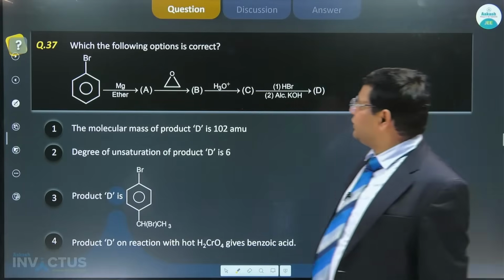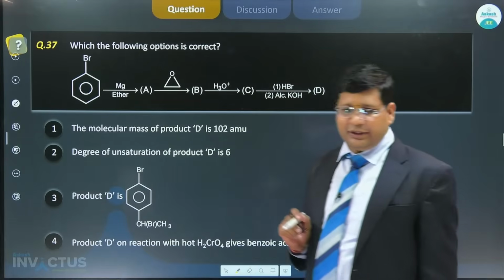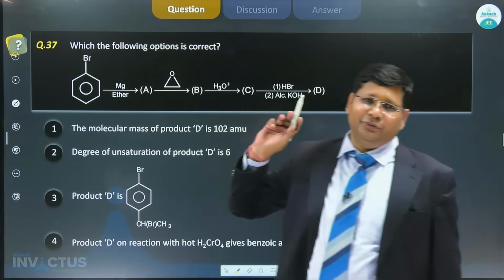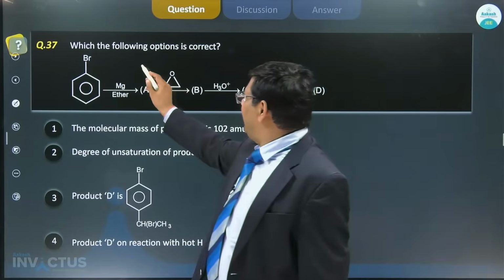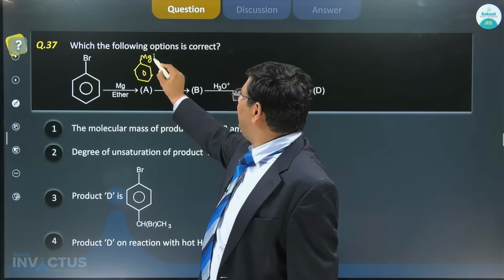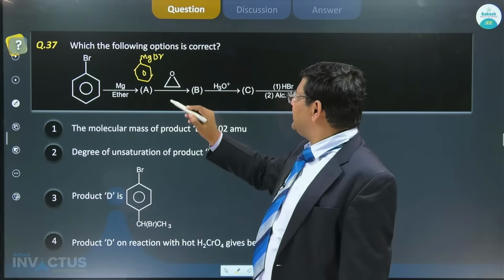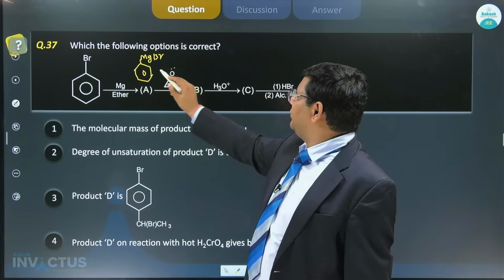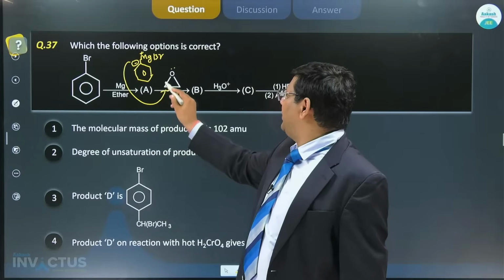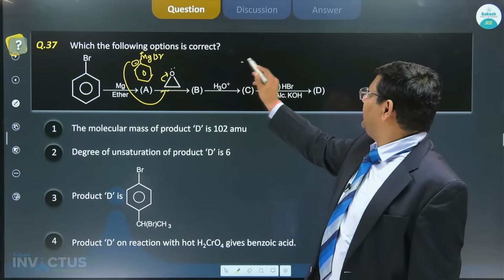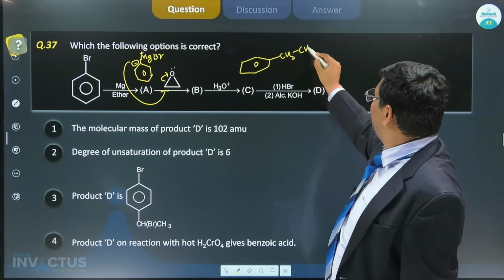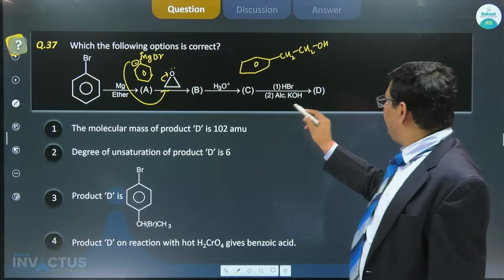Which of the following options is correct for this reagent? See, again magnesium is added to bromobenzene. So when there is a formation of Grignard reagent, first you solve the question, then you can match the option. So when the Grignard reagent attacks the epoxide, its medium will be basic. So this is a nucleophile to attack on this ring. So finally you will get, after adding water, CH2, CH2, CH2OH. Then you add HBr.